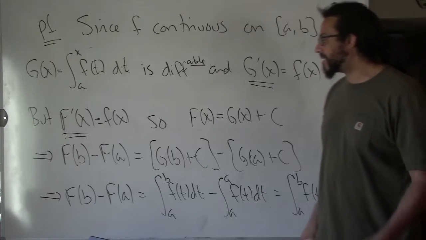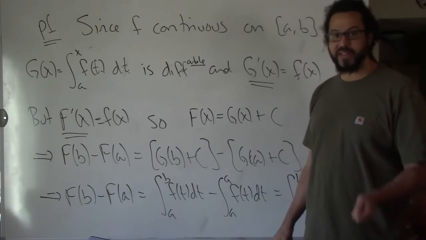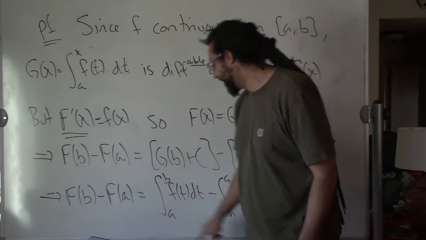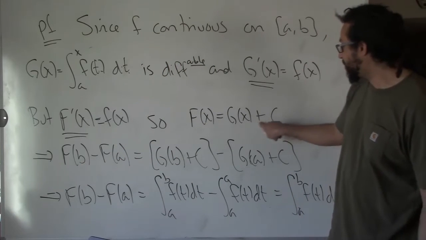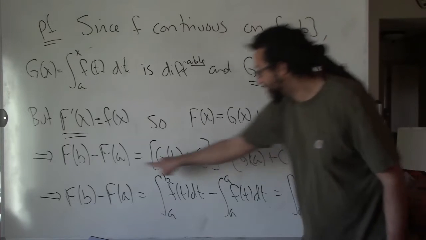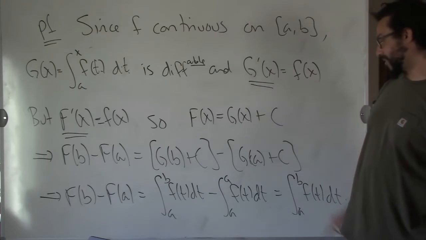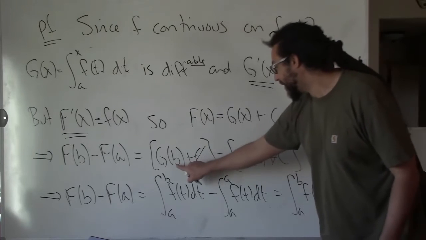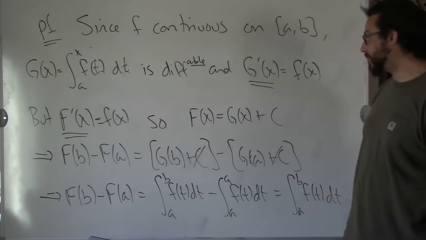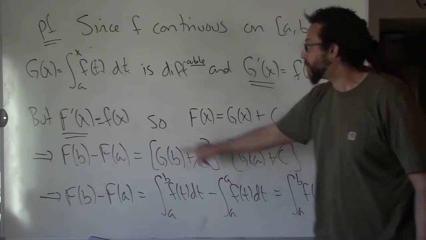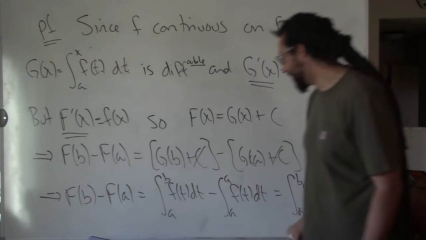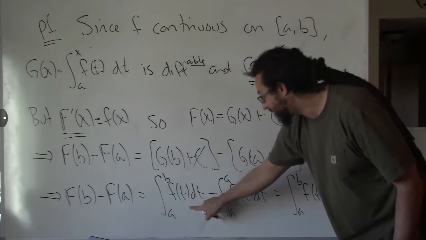So now we're trying to see what this capital F of b minus capital F of a is. So F of b minus F of a, it's the same thing as G of b plus C minus G of a plus C. And so now the C's will cancel, so this is really G of b minus G of a. But what's G of b? It's plug b in everywhere I see an x, so that's going to be the integral from a to b. So that's how I get from here to here.